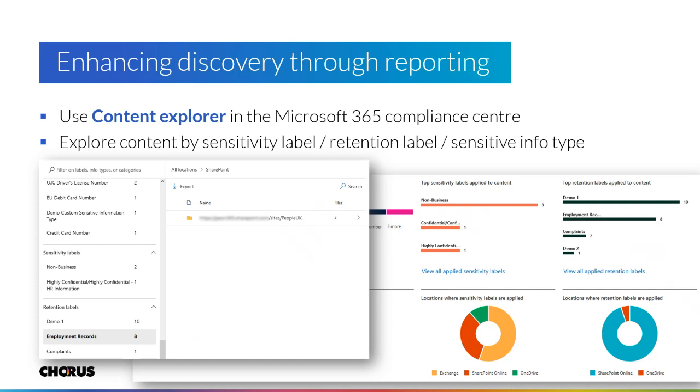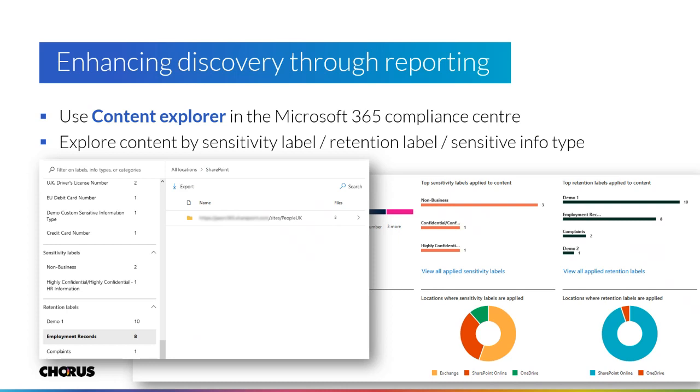So, enhancing discovery through reporting. You've got lots of tools in the Compliance Center that can give you insight into your content based on what labels have been applied. So if you've set up your manual or automated labeling, they can really give you some useful insight into what's actually going on in your environment.